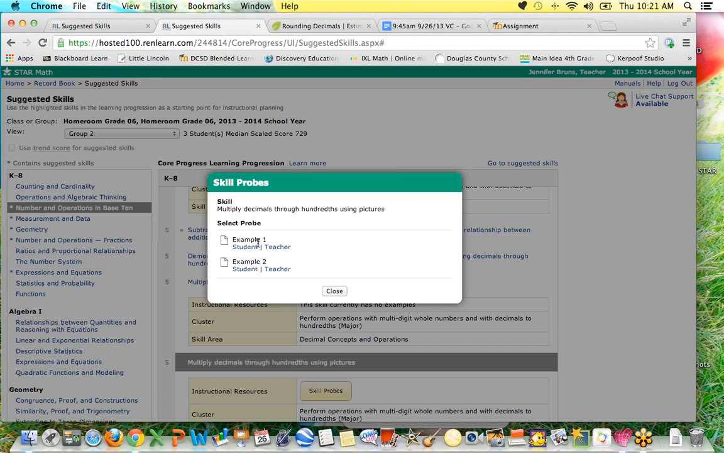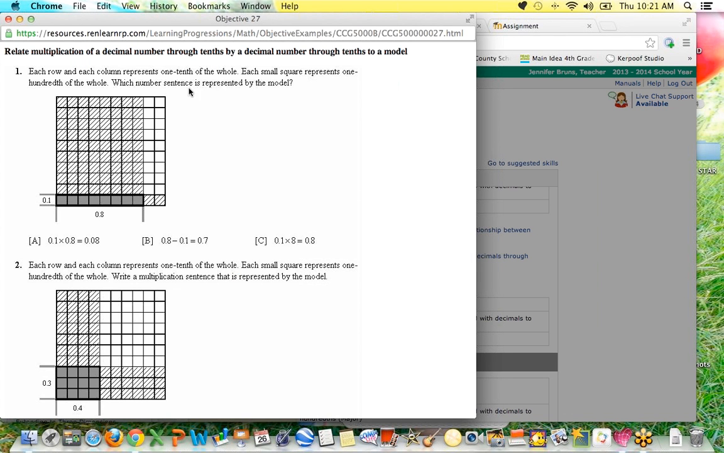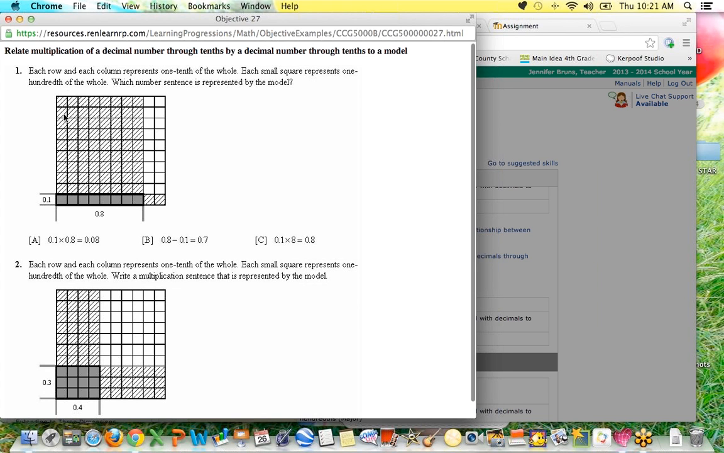Let's see if we can get something that looks a little different. Okay. Woohoo! Each row and each column represents 1/10 of the whole. Each small square represents 1/100th. So this is a hundredths chart, basically. You guys have seen those before. You know that the blocks all count for just 1/100th, and then the bars count for 1/10. So which number is represented by the model?